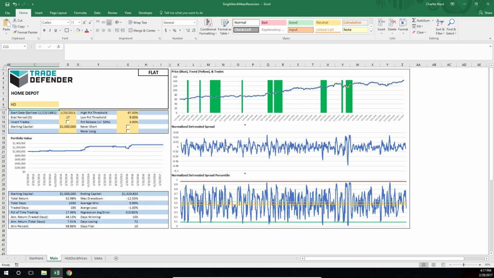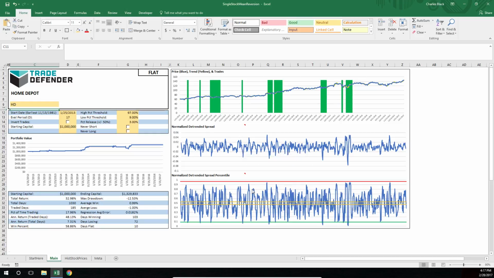Below that, we have a chart of our normalized detrended spread. This is a much simpler chart than the name will imply. The blue line is the adjusted close price of the stock divided by the trend minus 1. This allows us to see what percent above or below our actual prices are from the trend.